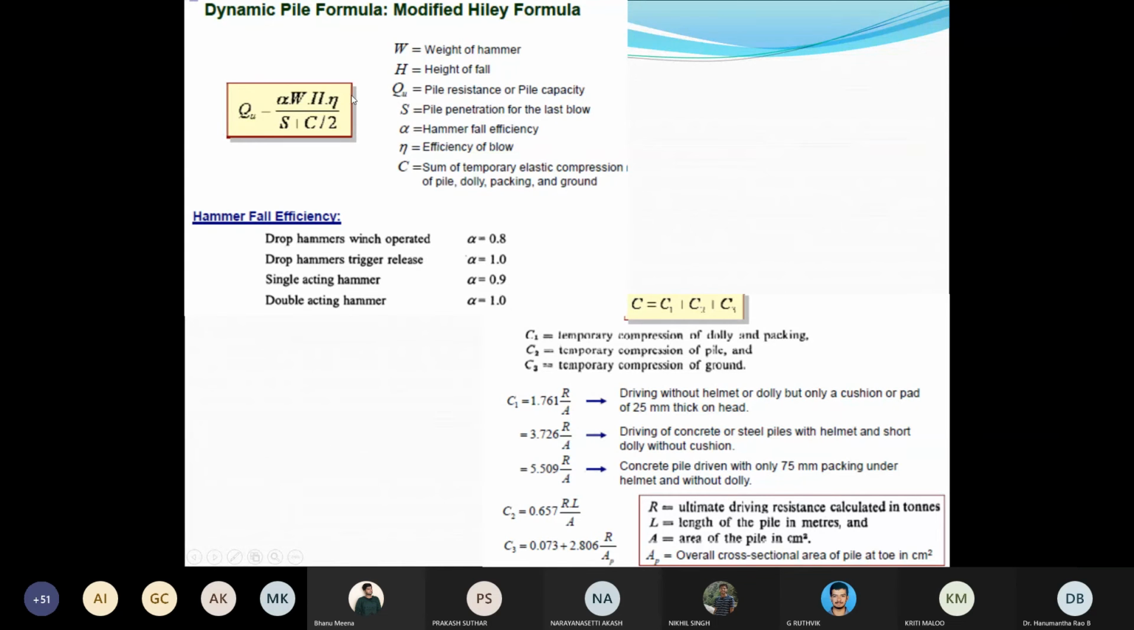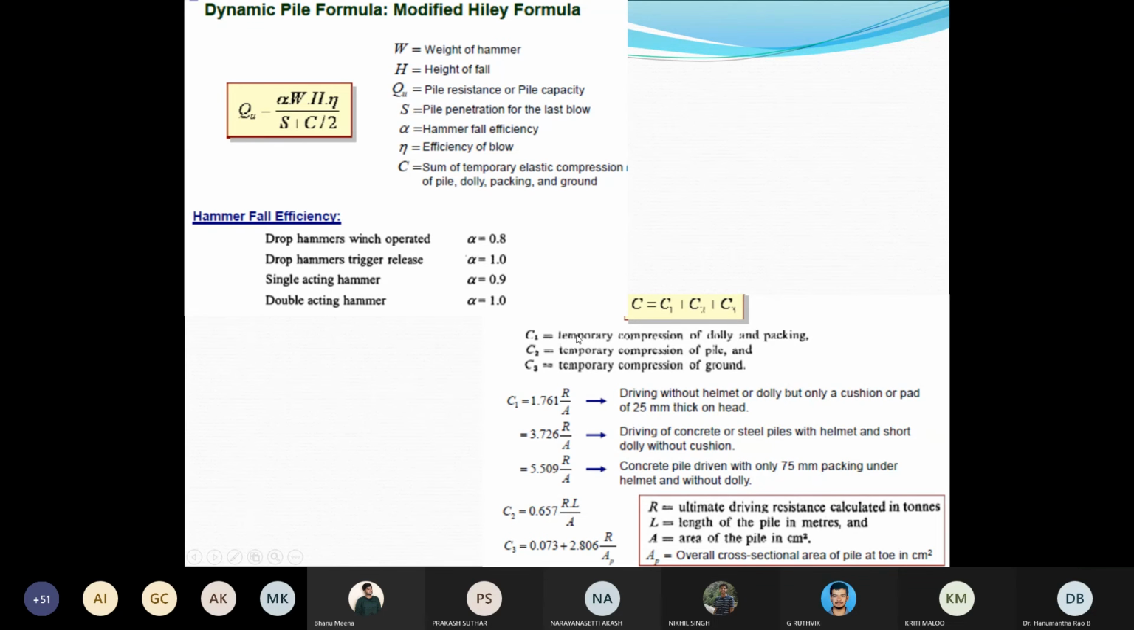So again here also, if you look at any of the parameters in the terms, all are related to how many blows you are applying, how much is the pile penetration, how much is the coefficient of restitution, what is the hammer efficiency, and so on. So W is the weight of the hammer, H is the height of the fall, Qu is pile resistance or pile capacity, S is pile penetration, alpha is hammer pile efficiency, eta is efficiency of the blow, and C is some constant. And what value of alpha shall be taken? That is hammer efficiency, again 0.8 to 1, or 80% to 100%.